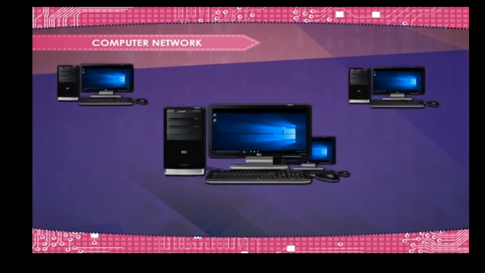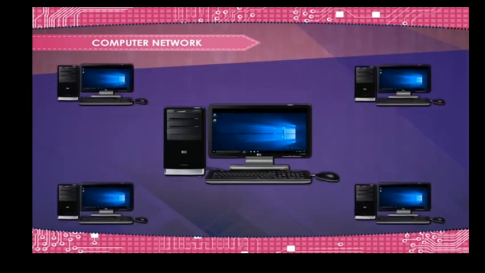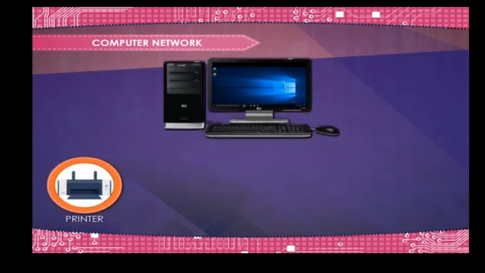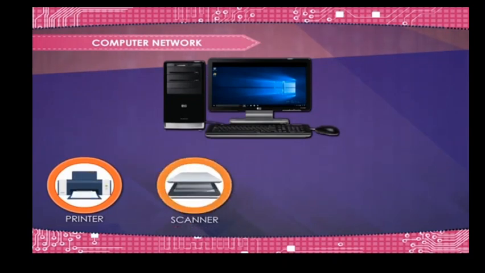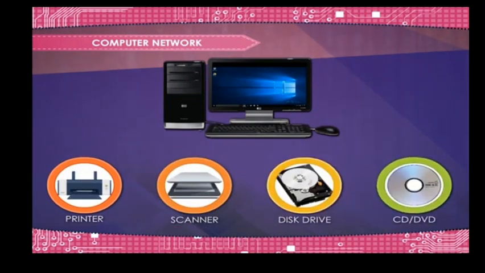Networks. Computer network. A computer network is a group of two or more computer systems connected to each other. This means that every computer in the network can send information to the others. The main advantage of networking is to share resources such as printers, scanners, disk drives, and CD or DVD drives. Multiple users can communicate among themselves and share data and information.